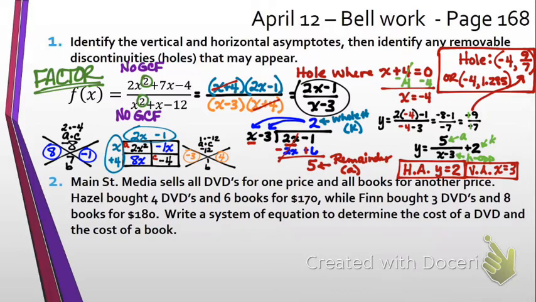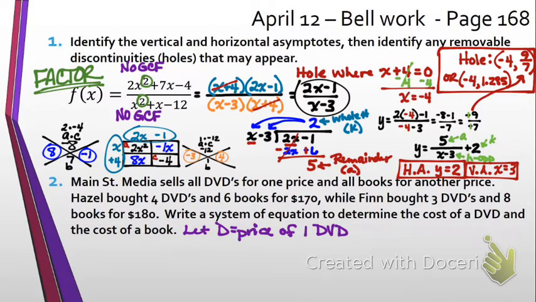What are the two things that we want to know? The pricing of the DVDs and books. Pricing of the DVDs, pricing of the books. So we're going to pick two variables for that. Are you guys okay with D for price of DVDs? Okay, so let D equal the price of one DVD.